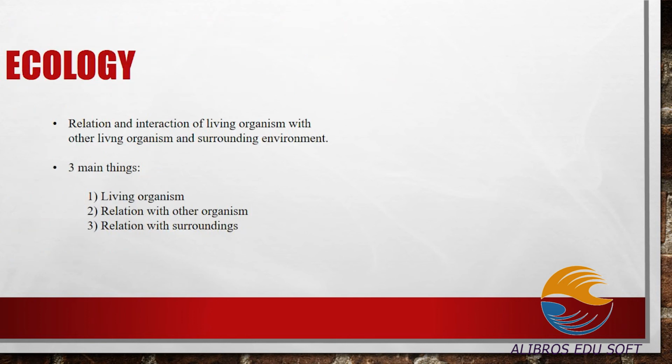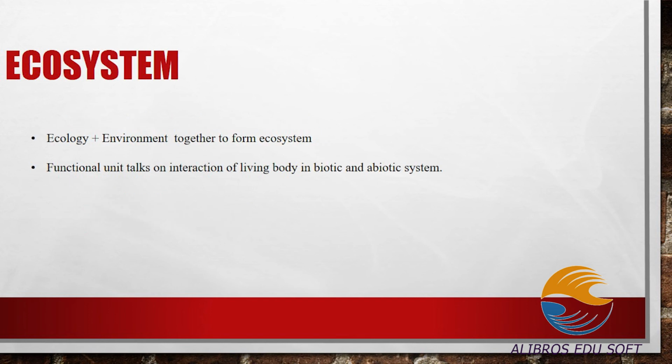Next term is ecology. Ecology is the relation and interaction of living organisms with other living organisms and the environment. The three main things involved in ecology are the living organisms, relations with other organisms, and the third one is relation with the surrounding environment. Next is ecosystem. Ecosystem is a combination of ecology and environment. Environment is the biotic and abiotic components. Together, ecology and environment lead to the formation of ecosystem.